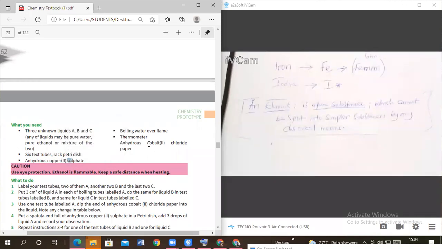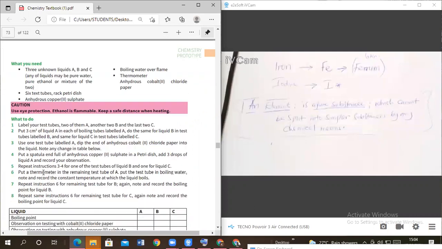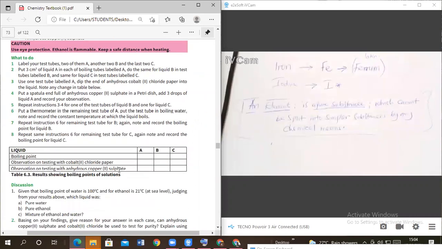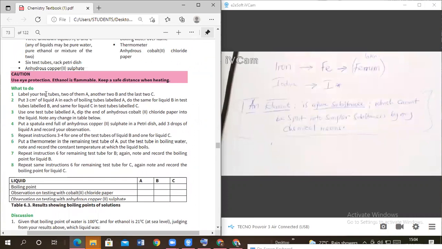Cobalt 2 chloride is also used for testing water. So if you want to test water in the lab, ask for the anhydrous copper 2 sulfate or anhydrous cobalt 2 chloride paper. Okay? This experiment needs to be done. Label your test tubes, one A, another one B, and the last one C.